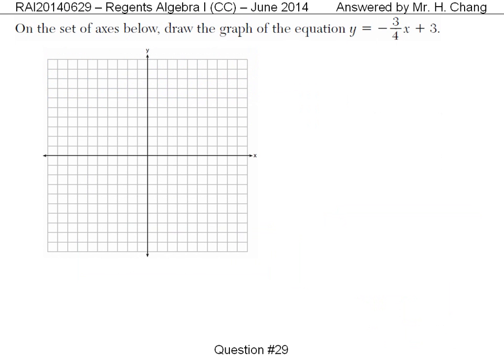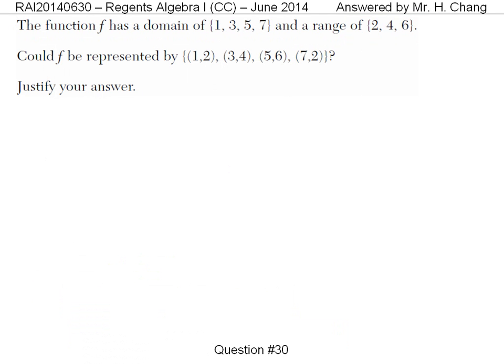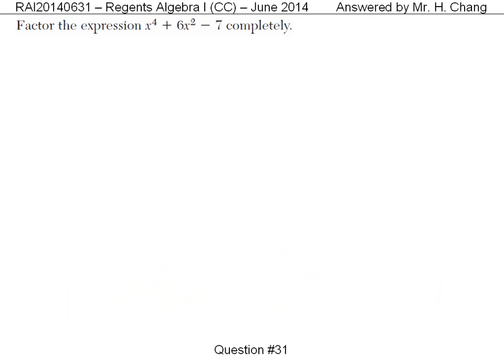Question number 29. Draw the line and the points. Remember to draw arrows on both ends of the line. Then answer the question as no, because the point is not a point of the line. Question number 30. The answer is yes, because each of the elements in the domain only relates to one element in the range. Question number 31.